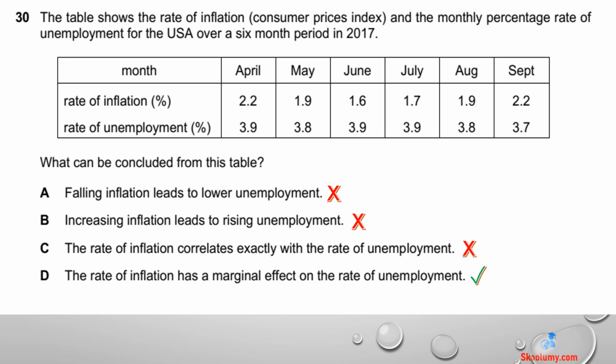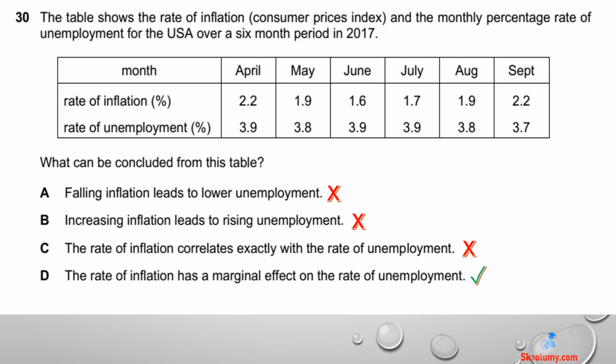The rate of inflation has a marginal effect on the rate of unemployment. A change in the inflation rate has little or no effect on the unemployment rate. The highest increase or decrease in the unemployment rate is just 0.1%. A is wrong, as falling inflation does not always lead to lower unemployment. For example, between May and June, inflation fell from 1.9% to 1.6%, while unemployment rose from 3.8% to 3.9%.